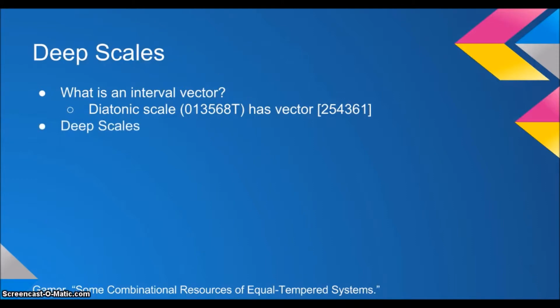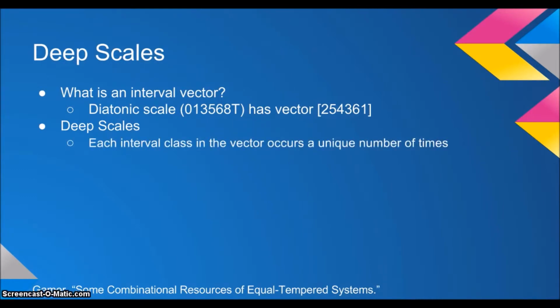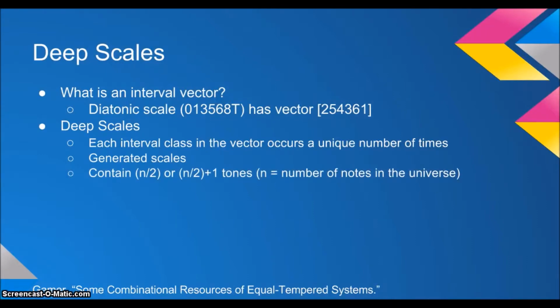Notice that no number occurs in the vector more than once. Each interval class occurs a unique number of times. This is the definition of a deep scale. Deep scales are often generated and only occur in collections that contain n divided by 2 or n divided by 2 plus 1 tones, where n is the number of pitches in the universe the scale exists in. So, in the 12-tone universe, 12 divided by 2 plus 1 equals 7, or the number of tones in the diatonic scale. Furthermore, theorists have found this property in microtonal systems as well.